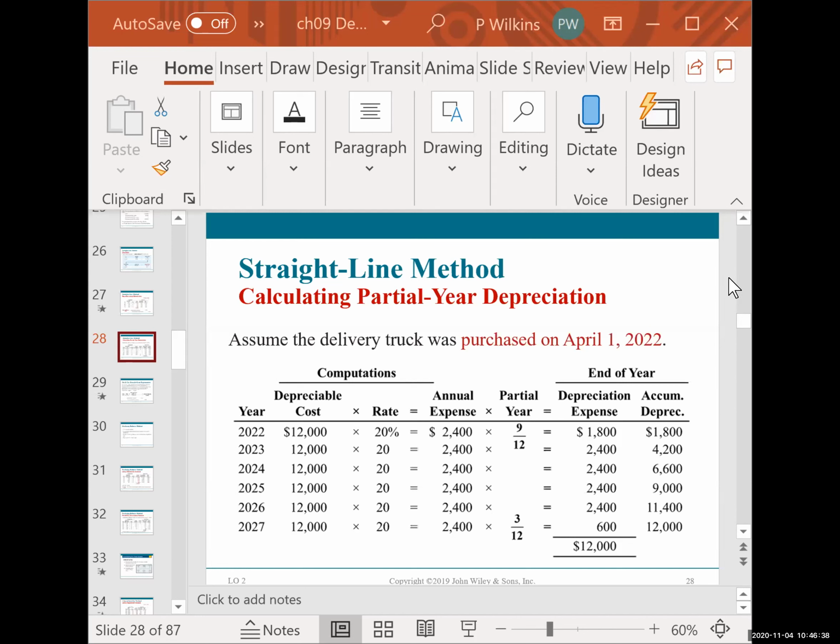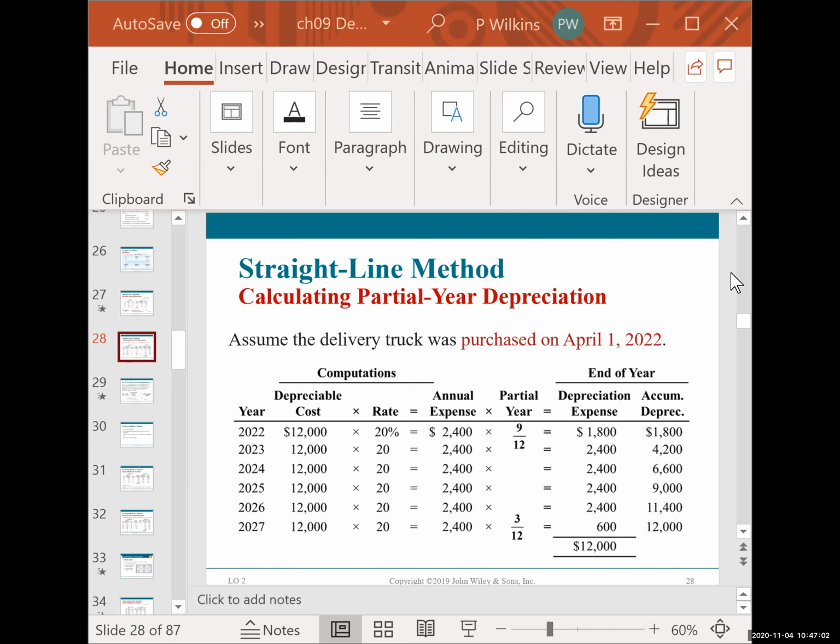So this one is showing us what would happen if we purchased the truck on April 1st versus January 1. We generally do not purchase our assets on January 1. We purchase them throughout the year. So this is just showing you how the depreciation figures out. We're going to learn how to figure this out, but it's showing the breakdown of how it still comes to $12,000.